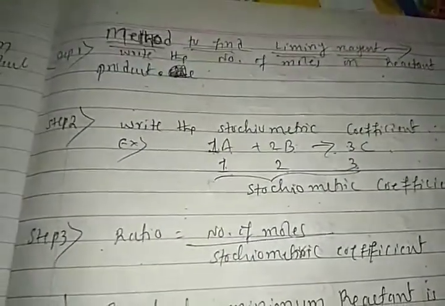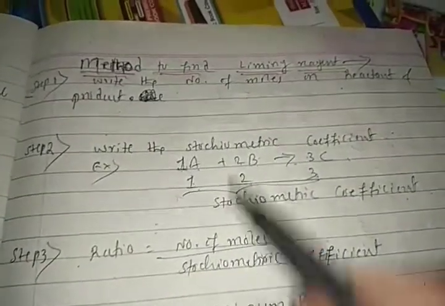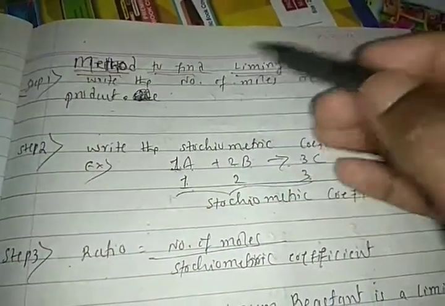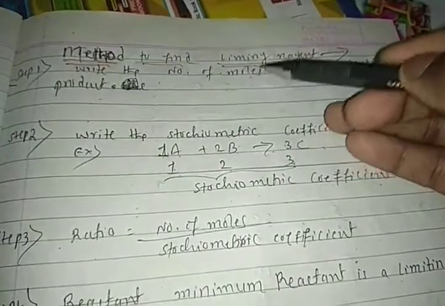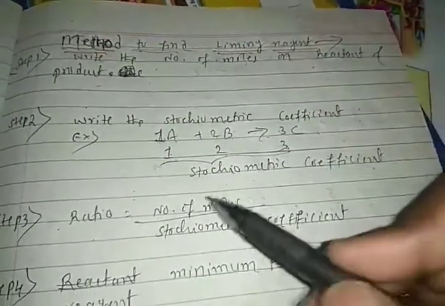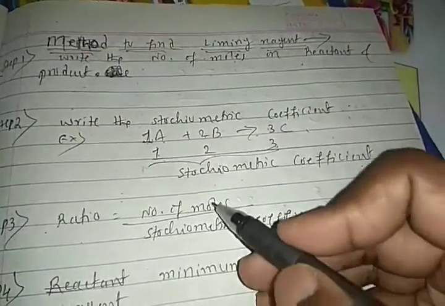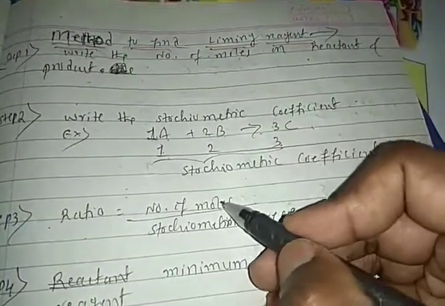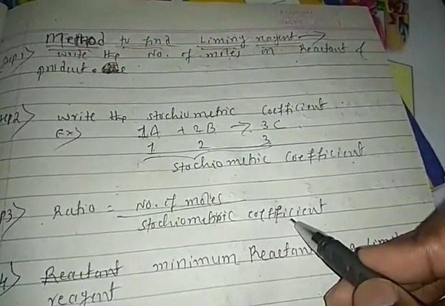Right, students. Step 3: whatever the number of moles given in the question for the reactants, you have to divide to get the ratio. You have to divide the number of moles by the stoichiometric coefficient.